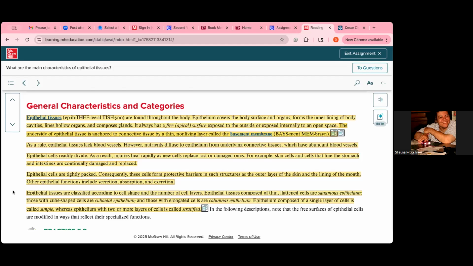As a rule, epithelial tissues lack blood vessels. However, nutrients diffuse to epithelium from underlying connective tissue, which has abundant blood vessels. And they're tightly packed. Consequently, they form protective barriers in such structures as the outer layer of the skin and the lining of the mouth.